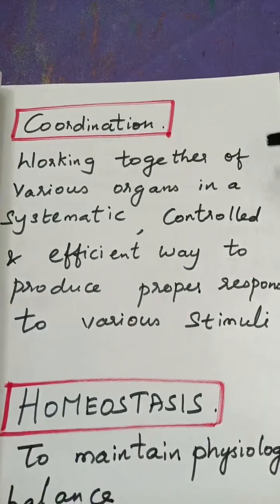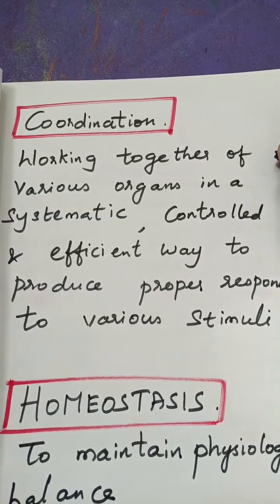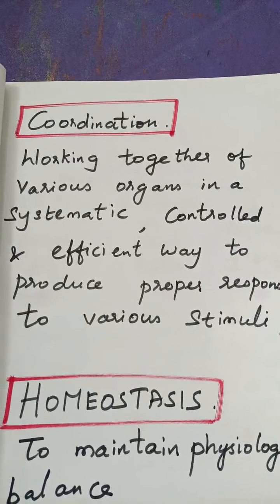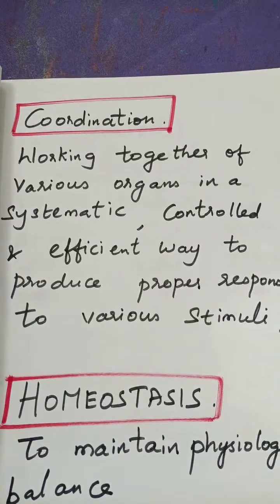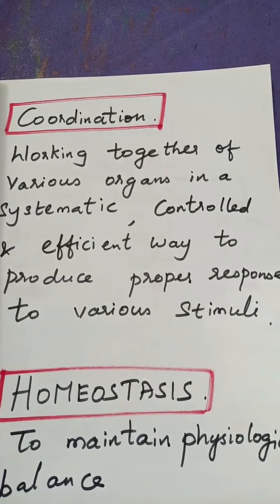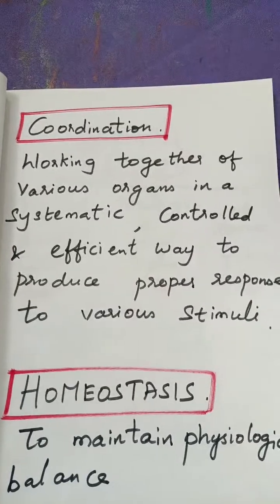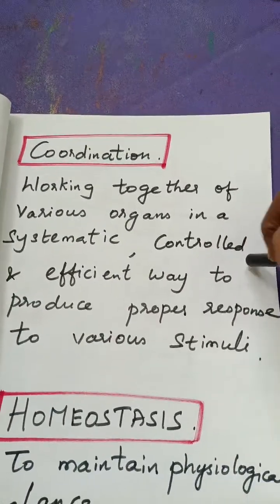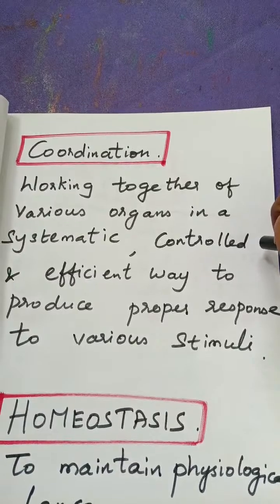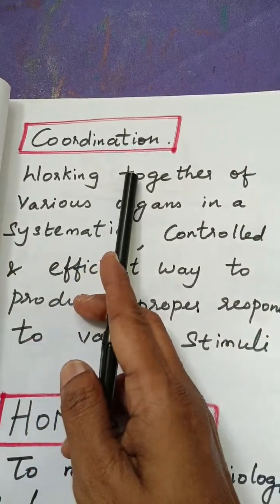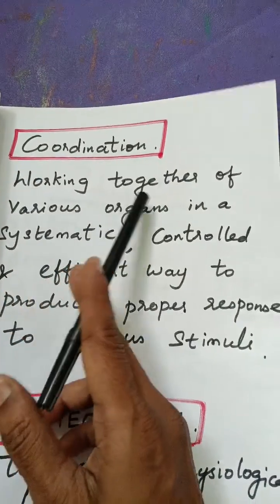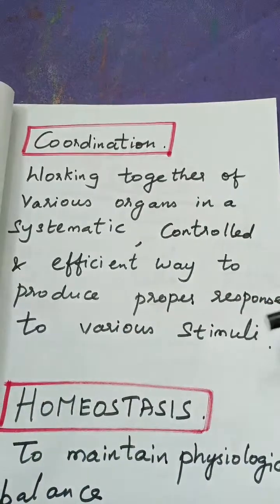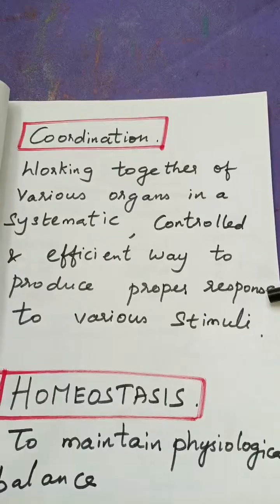I told you that for a particular response to stimulus, a living organism should have a coordinated organ system. So what is an organ system? Can you define it? It's nothing but working together. All the organs in your body must work together in a controlled, systematic and efficient way to produce a proper response to various stimuli. That is known as coordination. So how can we define coordination? Working together of various organs in a systematic, controlled or efficient way to produce the proper response to various stimuli is known as coordination.